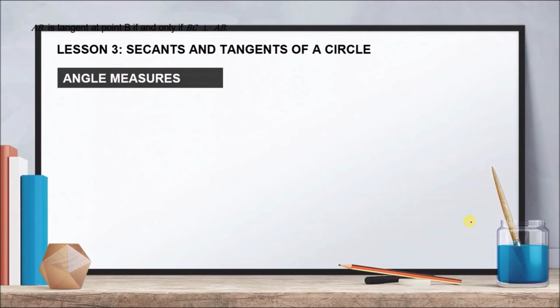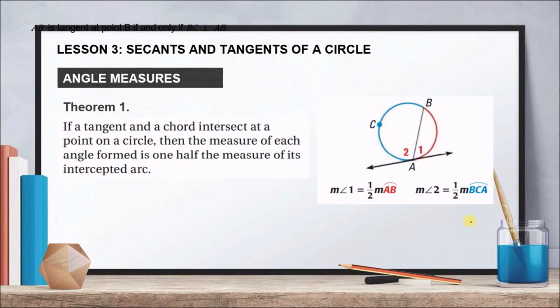So, at this point, this will be the angle measurement now. Kung kanina nag-concentrate tayo pagdating sa kanyang mga segment, this time, it's all about angle measurement. Theorem number 1. If a tangent and a chord intersect at a certain point on the circle, nagkakaroon tayo ng angle formed whose measure is half of the measure of its intercepted arc.